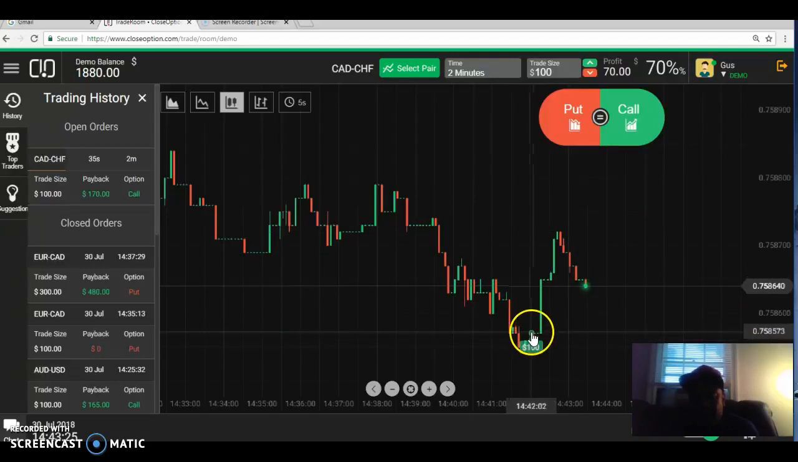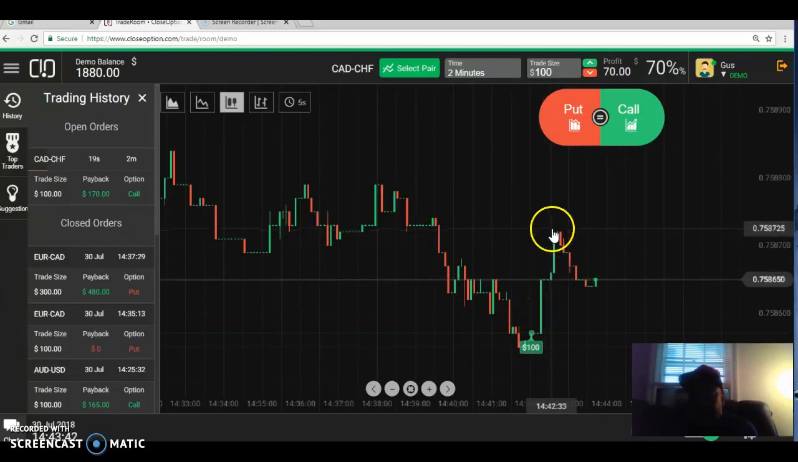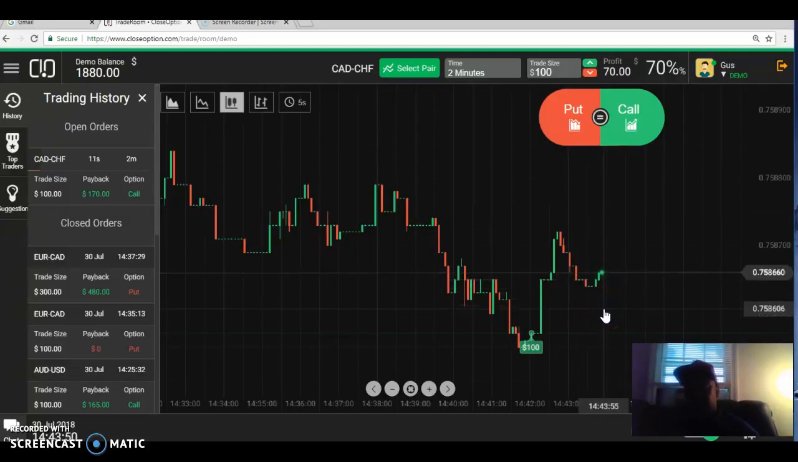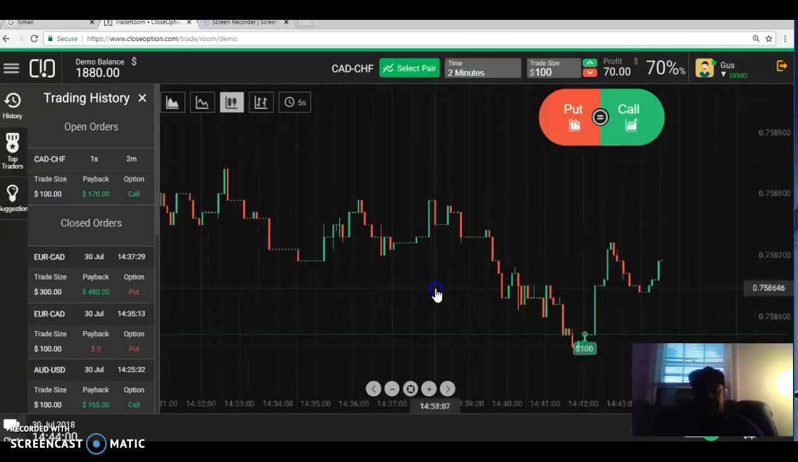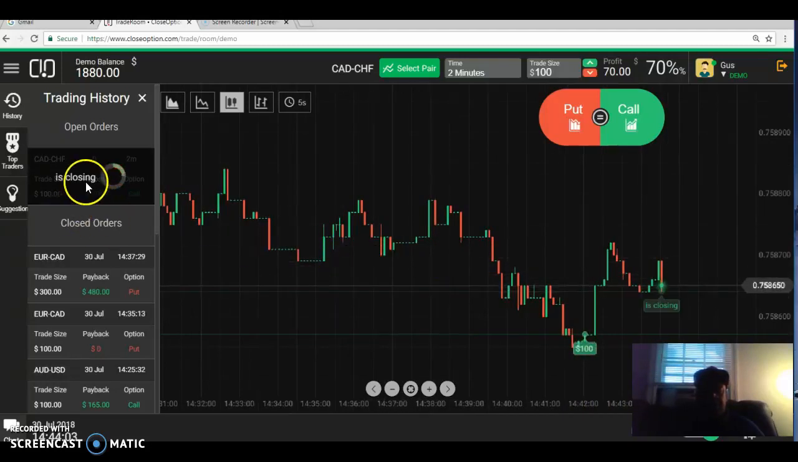And so yeah, we executed a call option right at this level, the 0.758 level, and as soon as I hit the call, it popped right up, as you can see from these bullish green candles. The red candles are bearish candles. The green candles are bullish candles. And we won that trade.